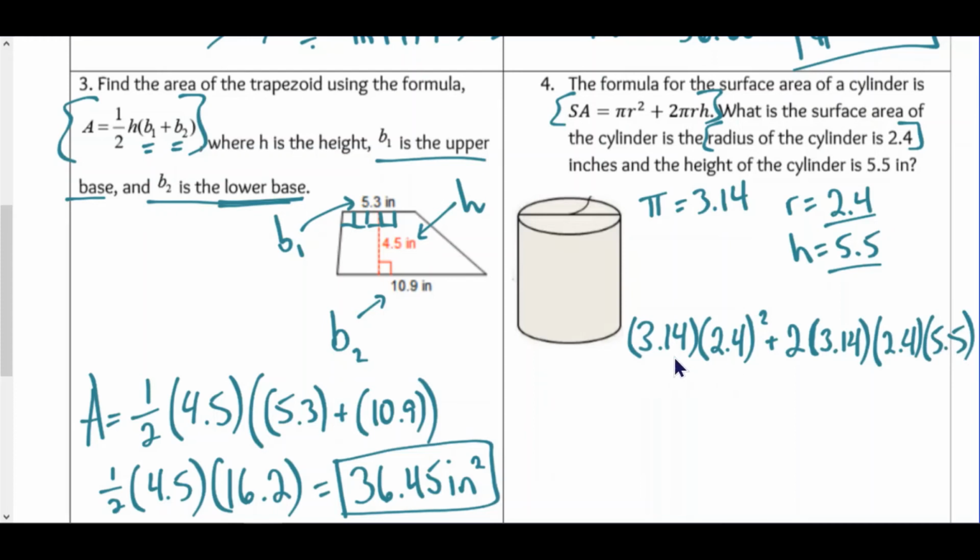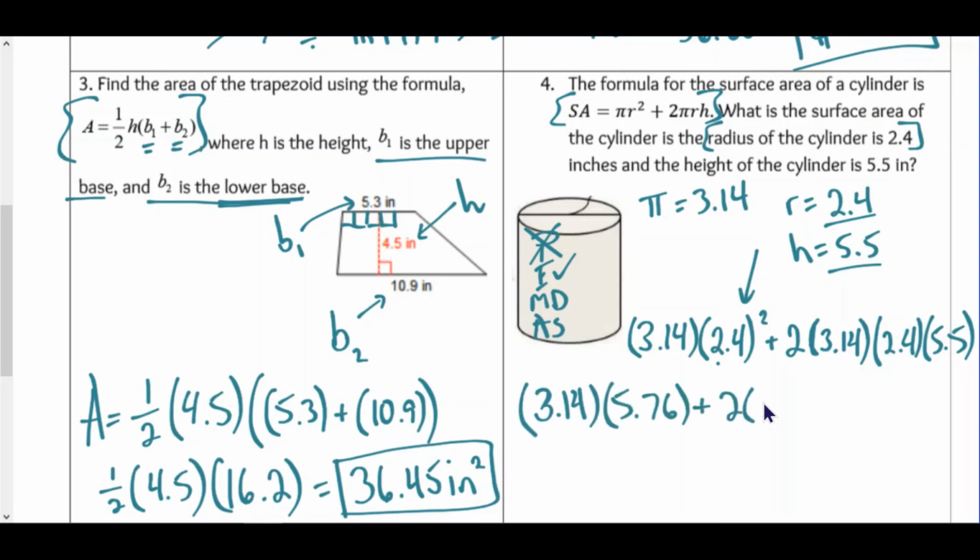So I have multiplication and an exponent, then I have addition, and then I have a bunch of multiplication. So I'm going to do my exponent here first. That has to be my first step. Again, I'm following PEMDAS to make sure I do this in the right order. I don't really have anything to do inside the parentheses, but I do have an exponent that needs to happen before multiplication. So that leaves me with 3.14 times 5.76. Nothing else in the problem is going to change. I'm just going to rewrite that.